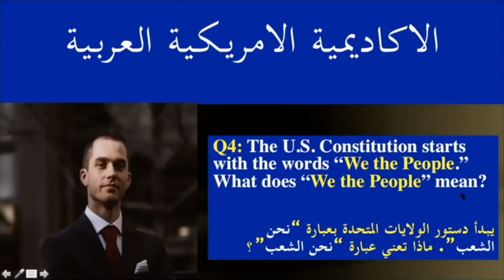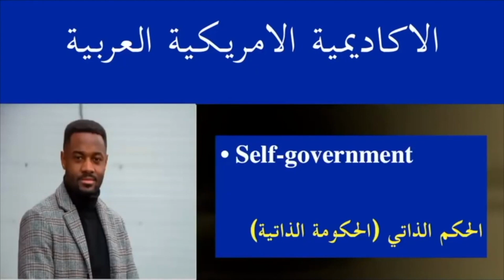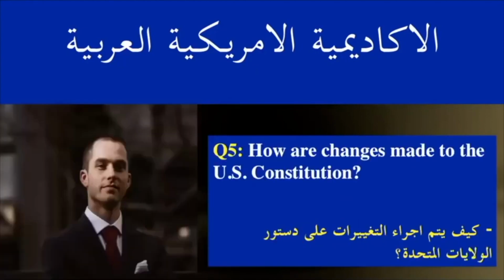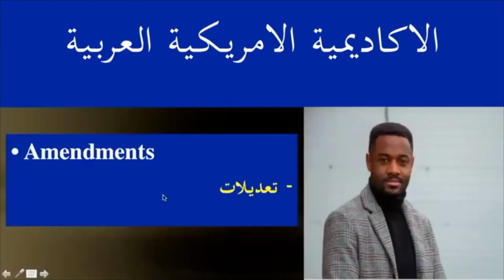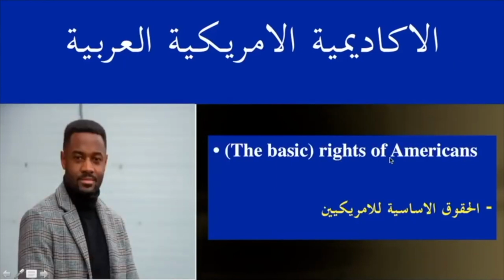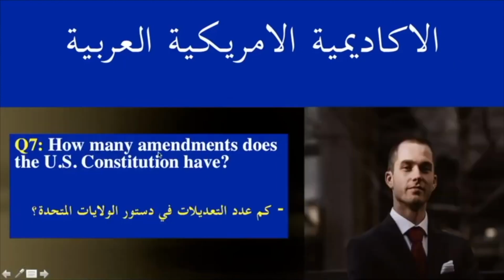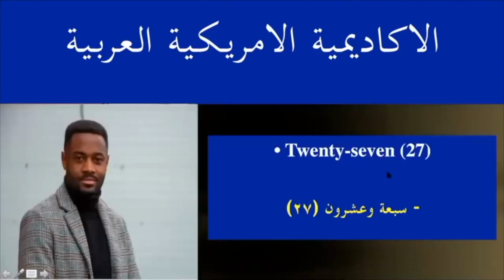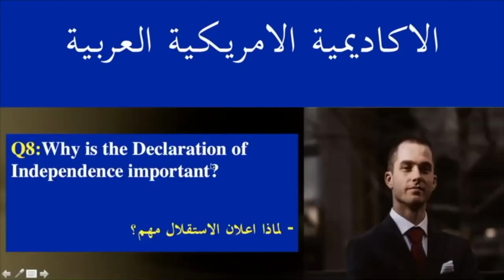What does "we the people" mean? Self-government. How are changes made to the U.S. Constitution? Amendments. What does the Bill of Rights protect? The basic rights of Americans. How many amendments does the U.S. Constitution have? 27.